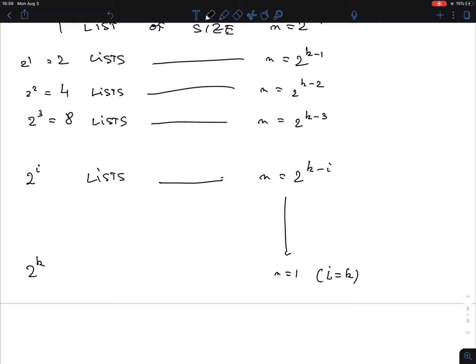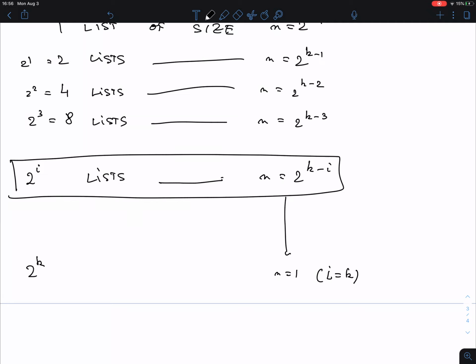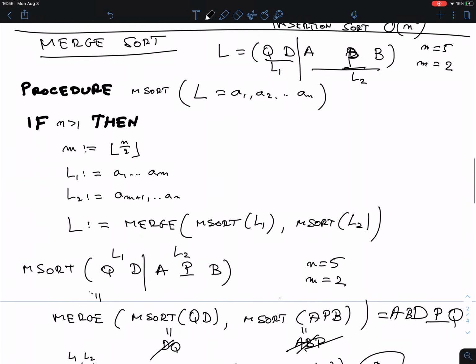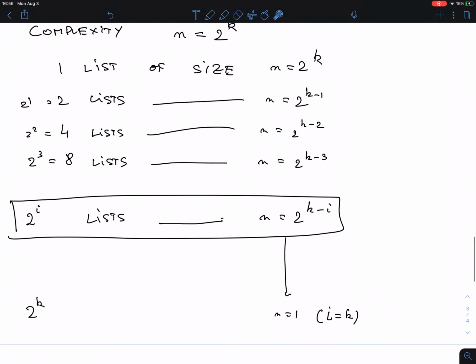Okay, so at each stage, what happens here? Let's look at this particular stage. Well, we have these 2^i lists, and they have this size. Now, they come in pairs, right? And for one of these pairs, L1 and L2, we have sorted them, and then we have to merge them. So in other words, 2 of these lists have to be merged. And how many steps does it require to merge 2 lists? It was the total size, right?